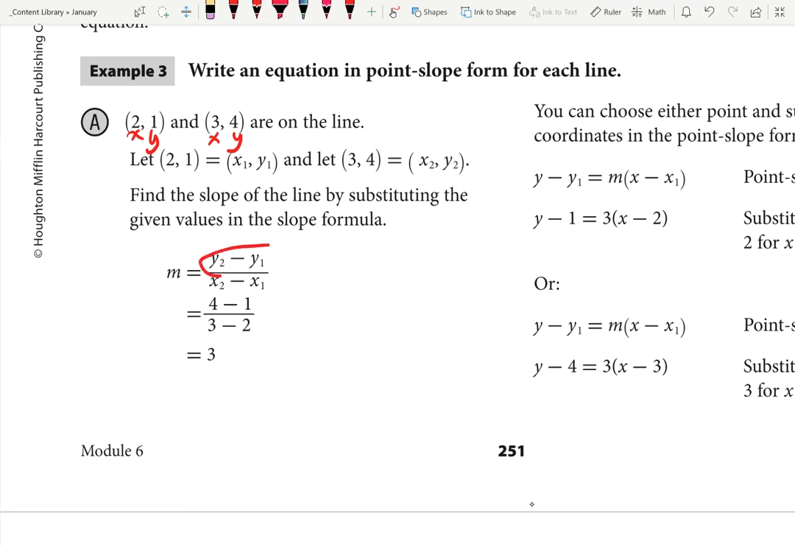There we go. Y values on top, x values on bottom. And yes, it starts out as a fraction, so you are going to write it out like a fraction. But typically, a lot of the time, our final answer doesn't end up being a fraction, which is very nice. And you see how this one worked out.